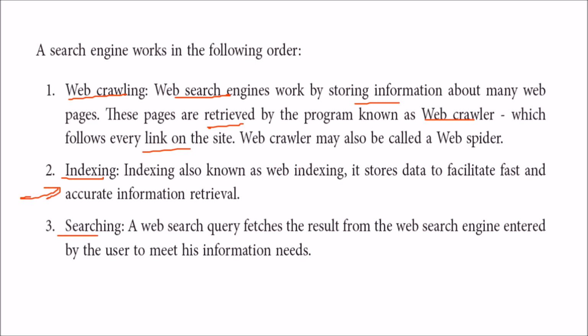When we have indexing, as we just said about the book, we have an index. This will facilitate fast and accurate information retrieval, because if you don't have an index, there is no way to go through all these thousands and lakhs of pages. Then we have searching. Whatever query you place, this will fetch the content that has been crawled and indexed. That information will come in front of you.